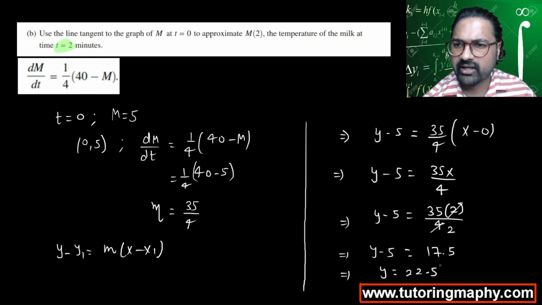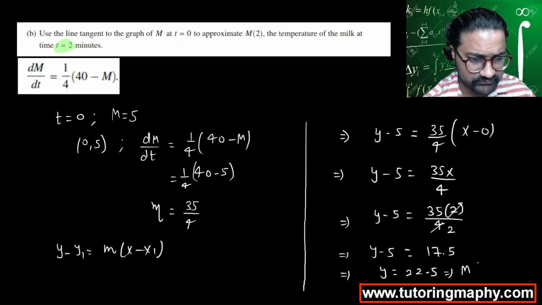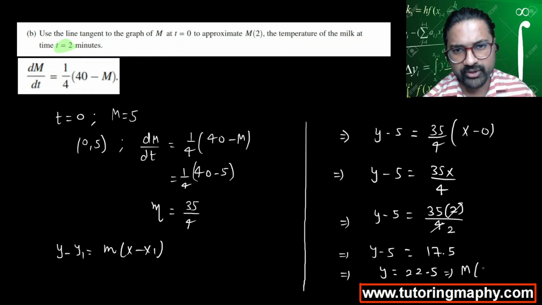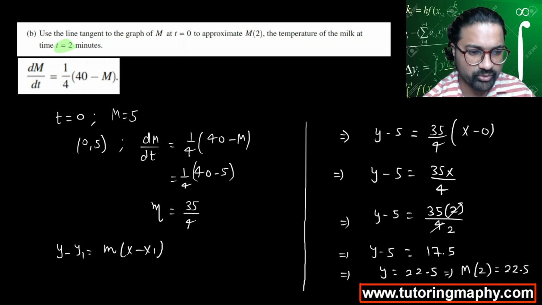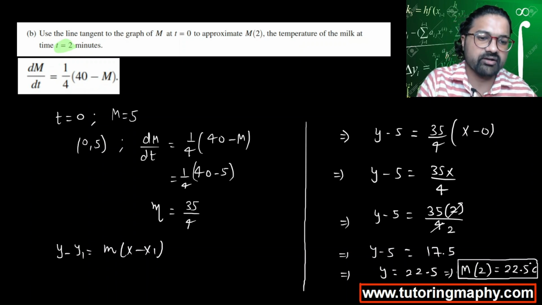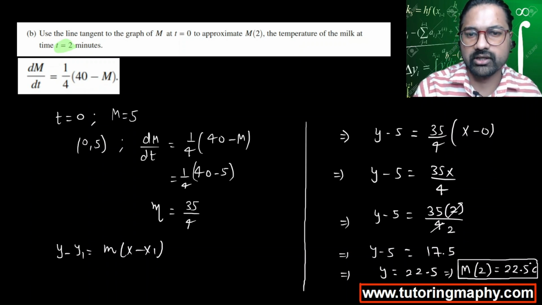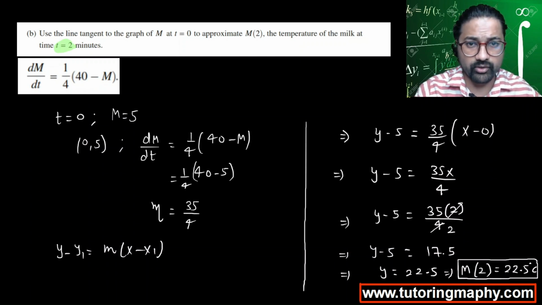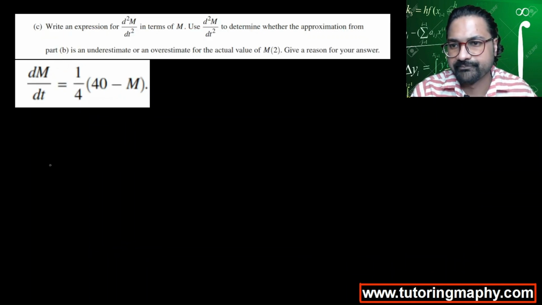And what is y? y is, after all, nothing but m. So this means that the value of m of 2, that is the temperature of the milk at 2 minutes, is equal to 22.5 degrees Celsius. Units are important. So degrees Celsius, that is our final answer for part B of this question. I hope it makes sense. Let's move ahead and try the next part.